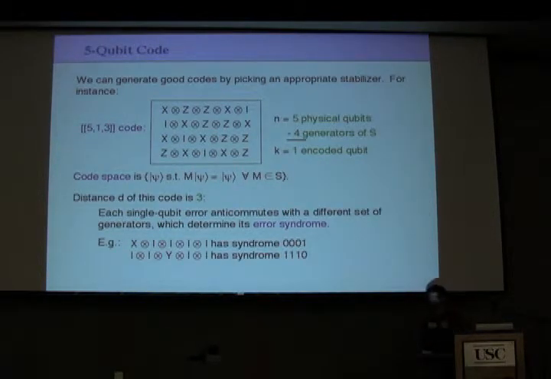Okay, so let's see some examples of codes. So first, this is the smallest code that's known, because it's the smallest code that exists that corrects one error. So it's a 5-qubit code. So here's the stabilizer of the 5-qubit code. Here are the 4 generators: 1, 2, 3, 4. And of course, 5 physical qubits minus 4 generators is 1 encoded qubit, which comes out of the theorem I showed you before. And if you go through it, you can find out that the distance of this code is 3. So it corrects 1 general error.